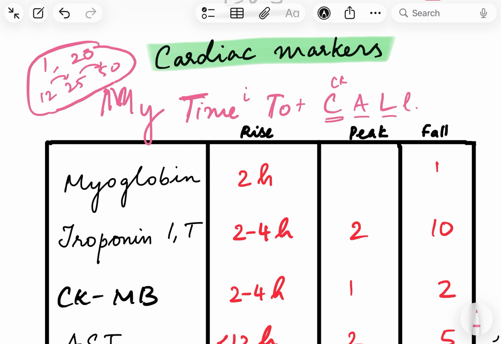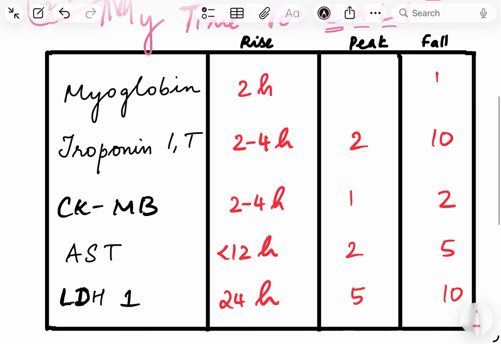You just have to remember 1 and 20. 12 into 2 is approximately 25. 25 into 2 is 50. Okay. So with this in mind, we start with the rising time.